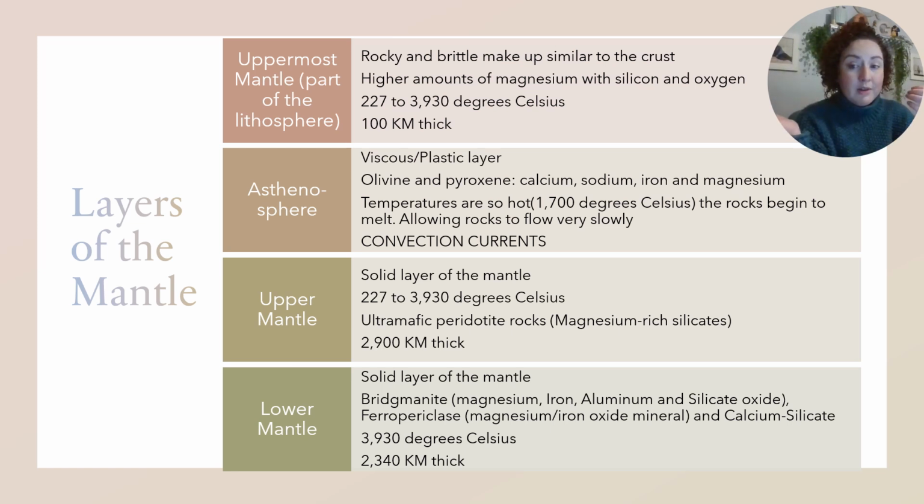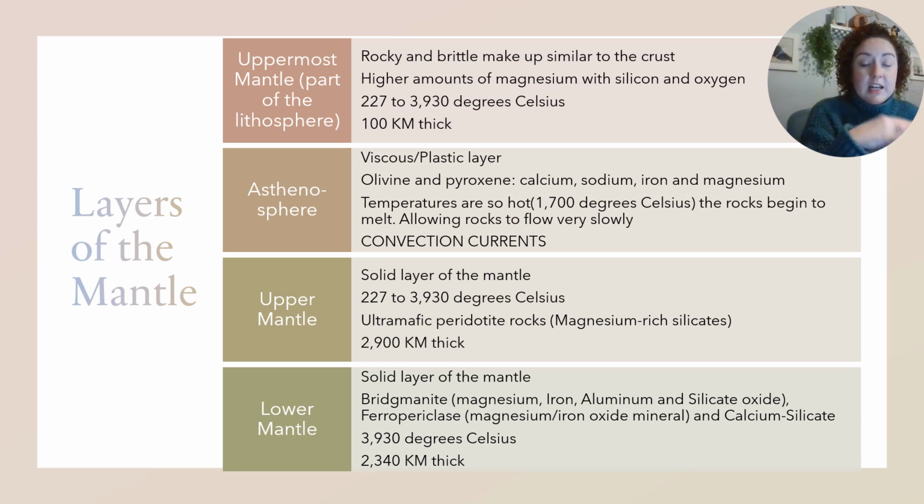Remember mafic when we talked igneous rocks? These are the really dark, heavy element rocks, very rich in magnesium and other silicates. The upper mantle we assume is about 2,900 kilometers thick. That is from the uppermost mantle to that bottom lower mantle. Okay, and then finally the lower mantle. This is like the jawbreaker that never ends.